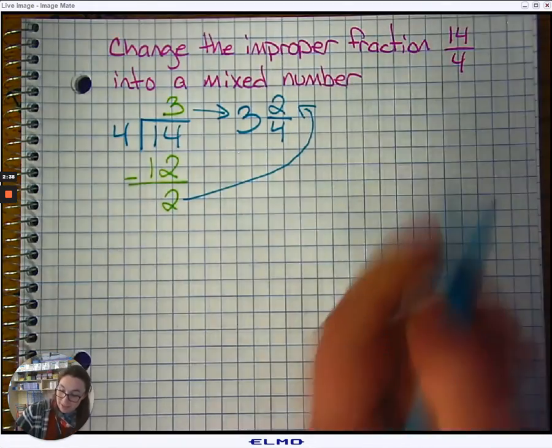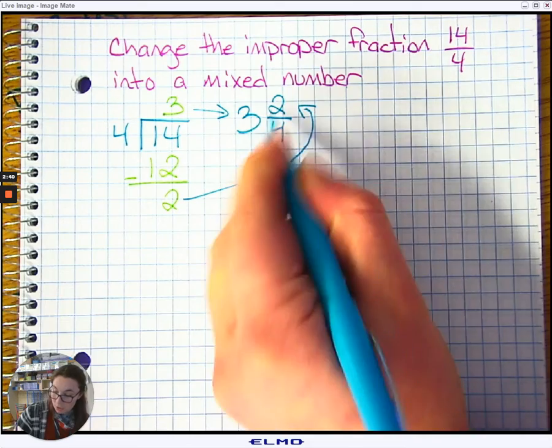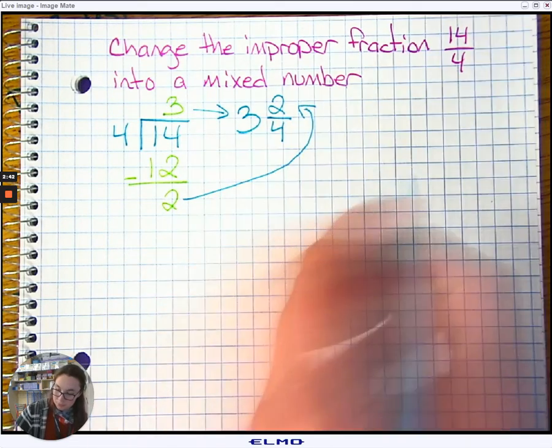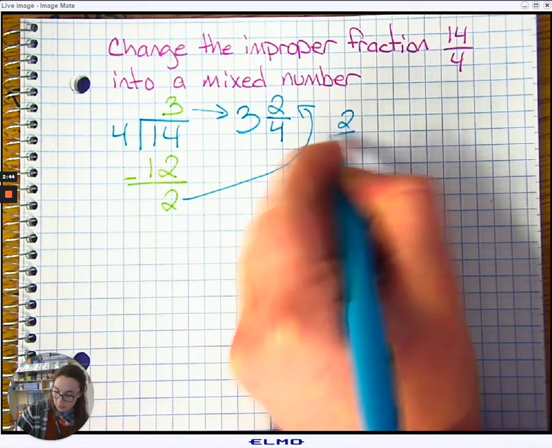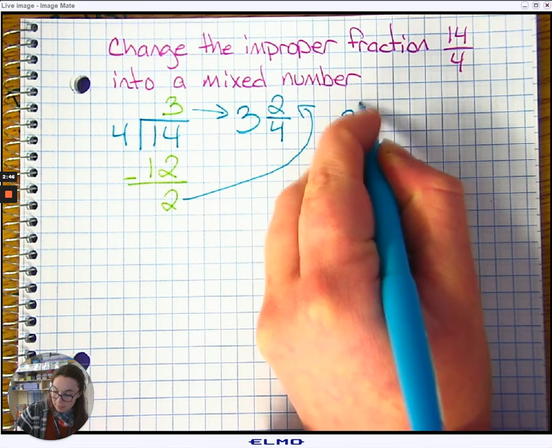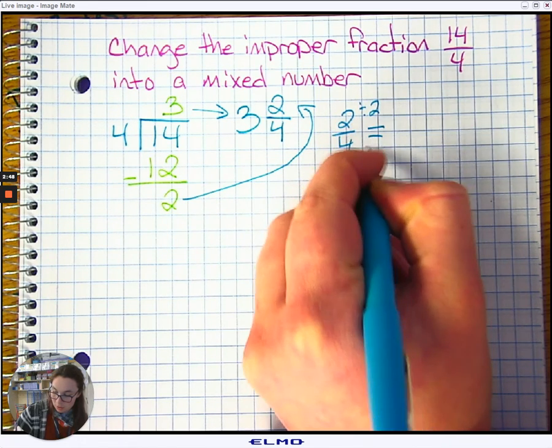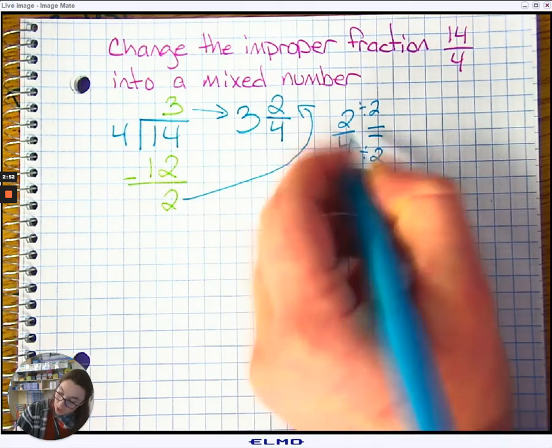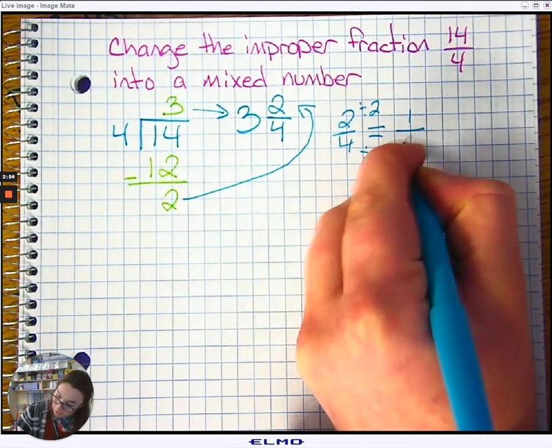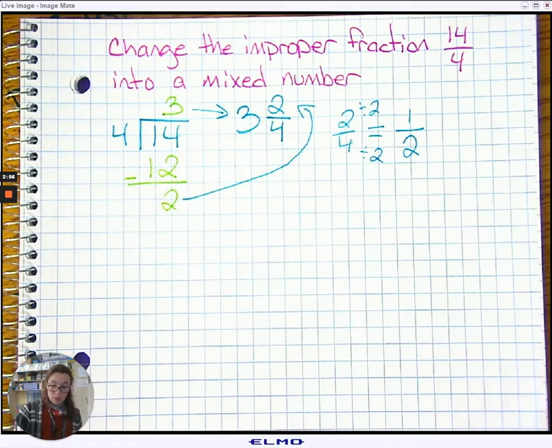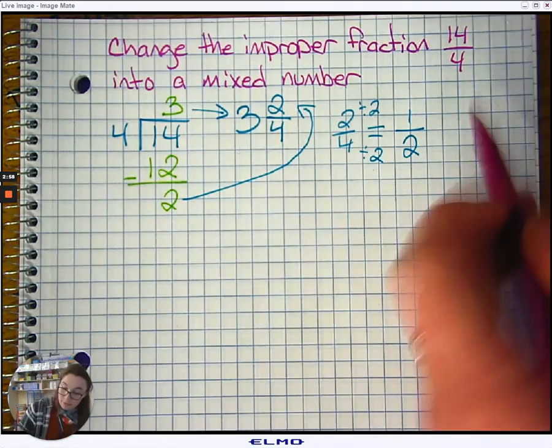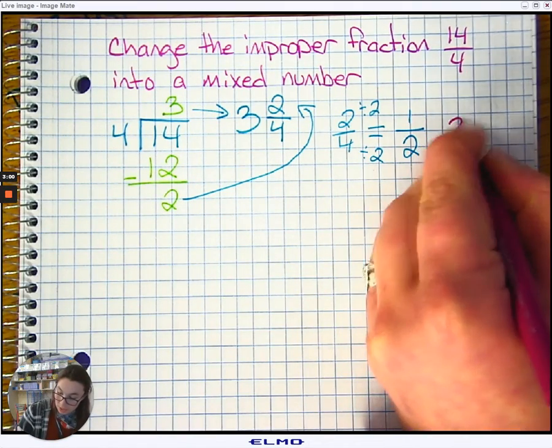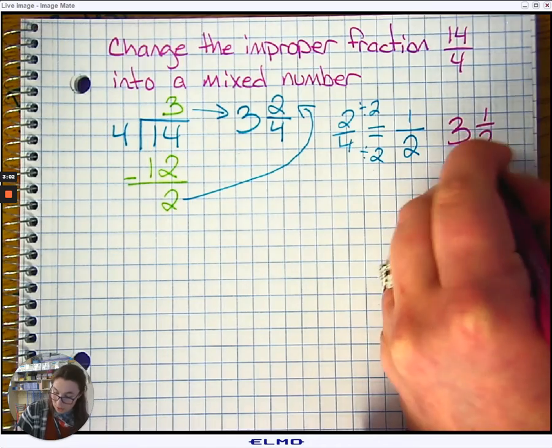So, and we can simplify that, of course. 2/4. Fourths, if I divide both top and bottom by 2, because 2 is the greatest common factor of 2 and 4, I will get 1/2. So our new mixed number, 14/4, equals 3 and 1/2.